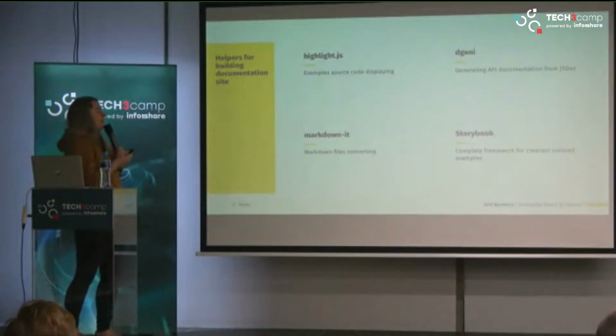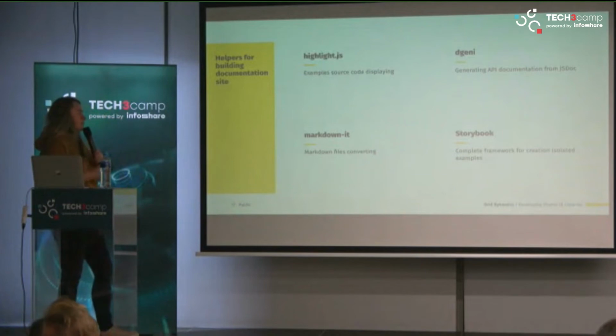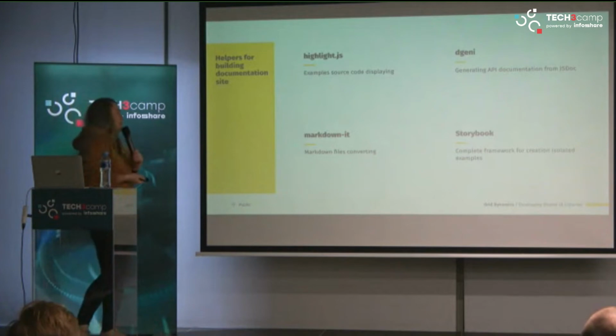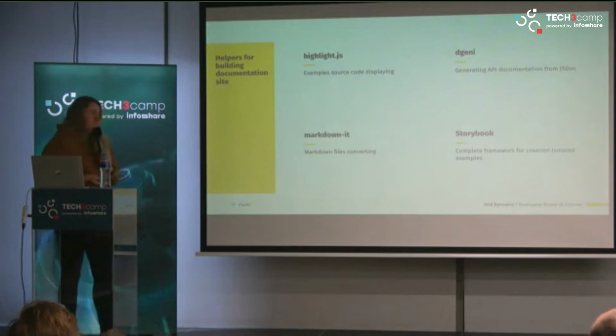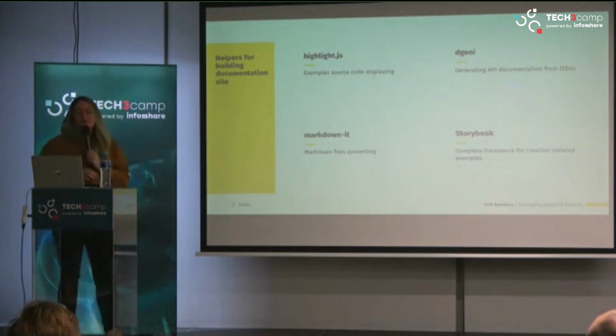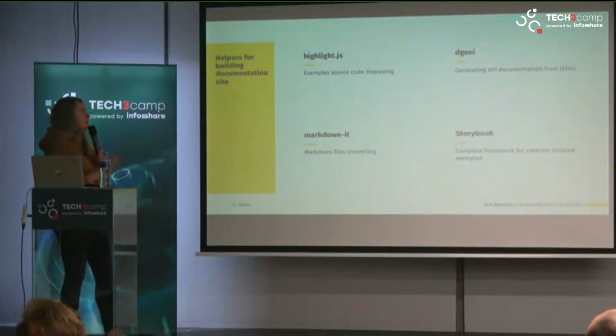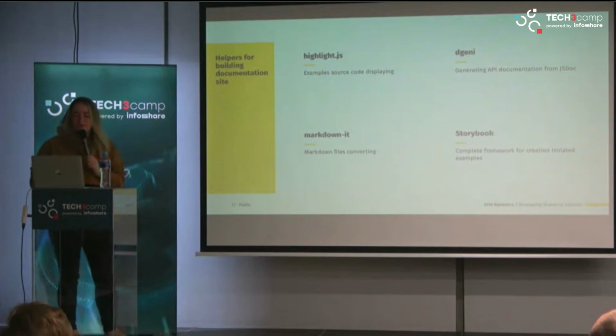The first three, Highlight.js, dgeni, and Markdown-it, are actually creating static HTML files from your source, like from comments in your code, from Markdown files, and so on. And Storybook here is actually a complete framework for creation of documentation with isolated examples. So that's a kind of cool thing to try, and not only on projects like a shared library, but on your projects as well.